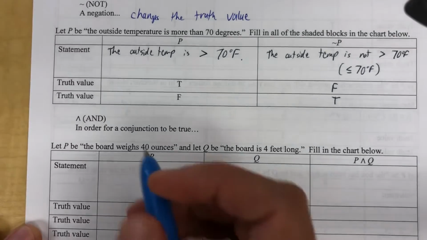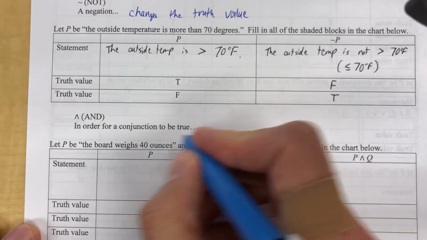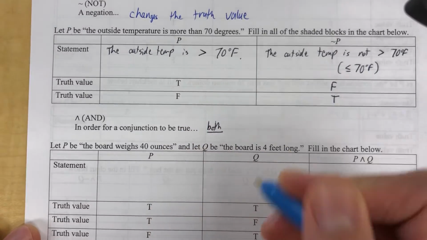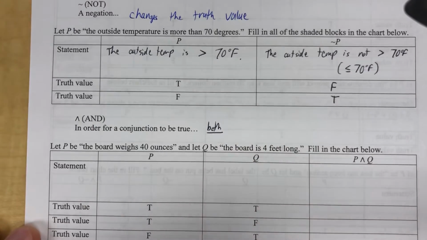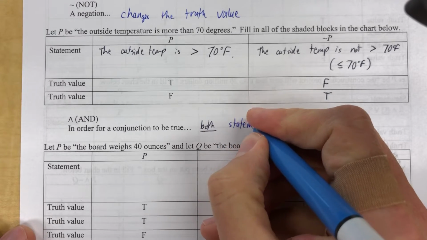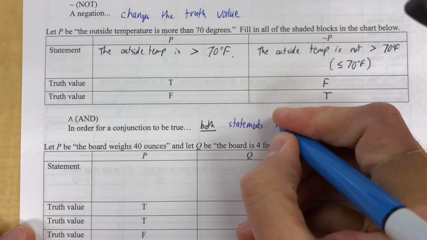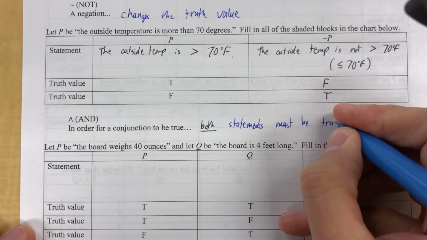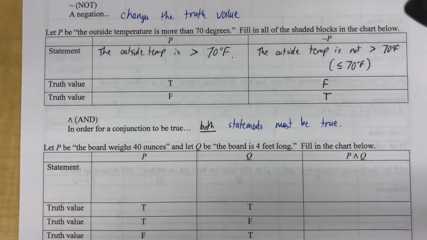So let's slide up to the next one. In order for a conjunction to be true, both statements must be true. I'm writing in the wrong color. I wanted these to be in blue, but whatever. We'll deal with it. Both statements must be true. So before I go any further with that, let me actually use a slightly awkward example.